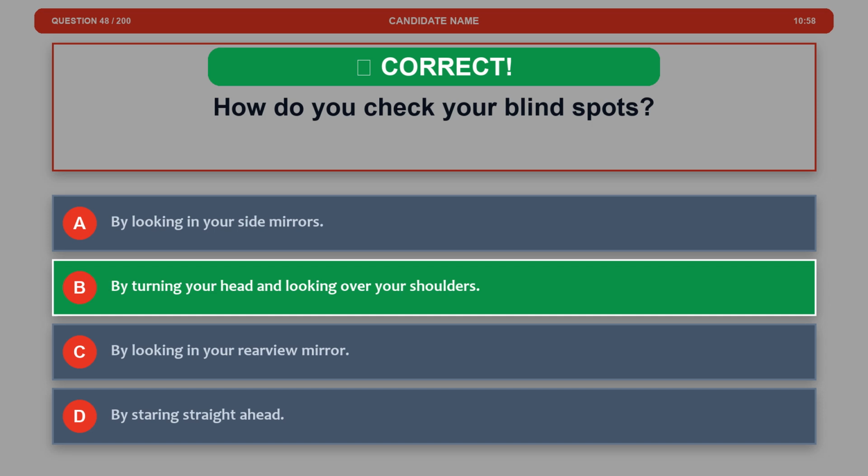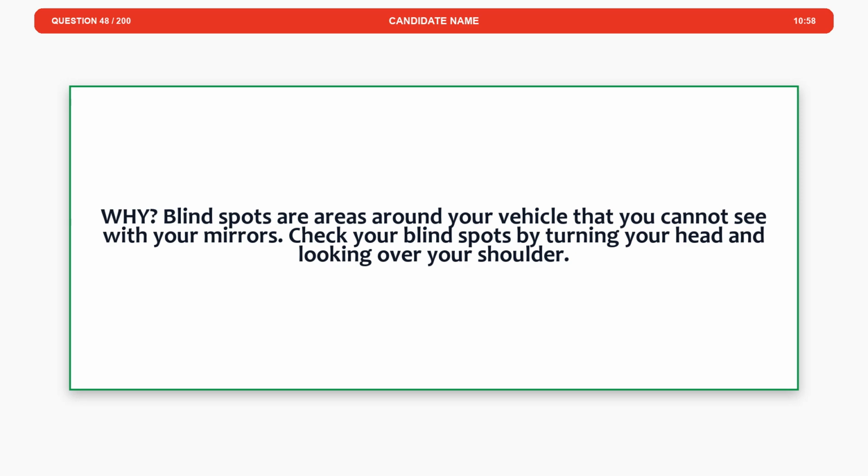The correct answer is option B, by turning your head and looking over your shoulders. Explanation. Blind spots are areas around your vehicle that you cannot see with your mirrors. Check your blind spots by turning your head and looking over your shoulder.